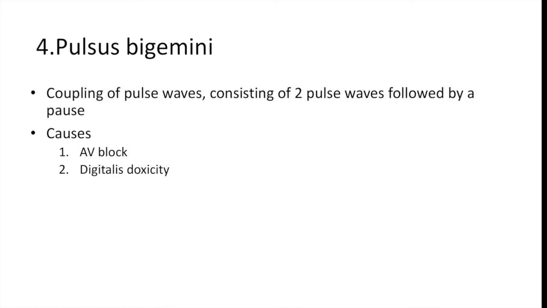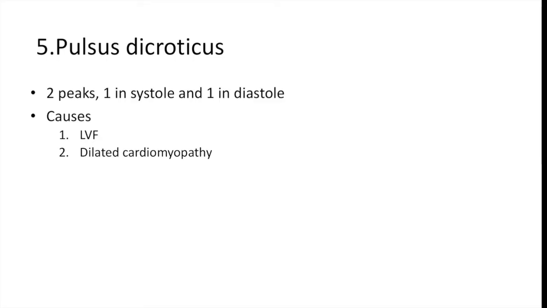Fourth is pulsus bigeminus. Here there is coupling of waves, consisting of two pulse waves followed by a pause, seen in cases of AV block and digitalis toxicity. Fifth is pulsus dicroticus. Here there are two peaks, one in systole and one in diastole. Causes are left ventricular failure and dilated cardiomyopathy.